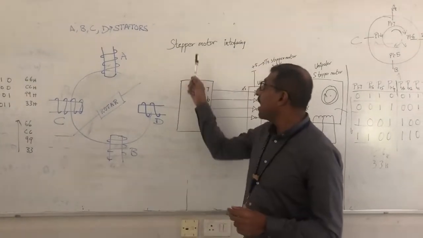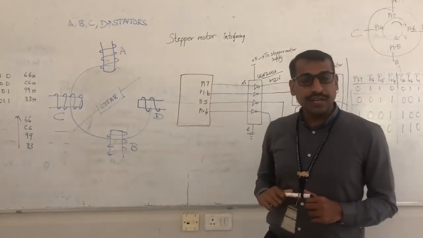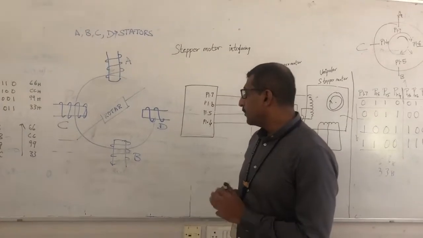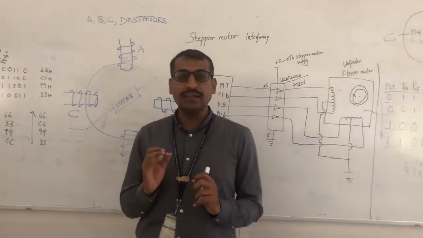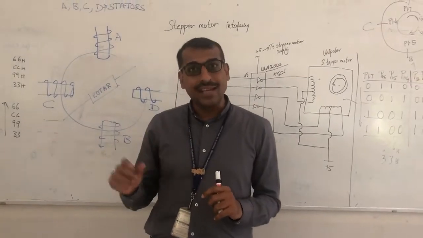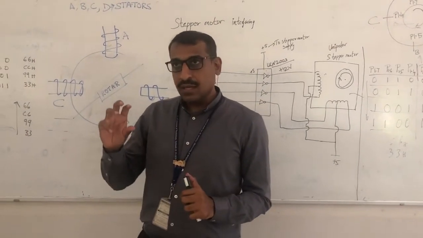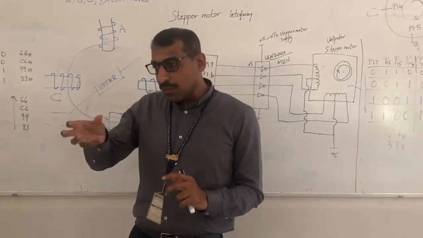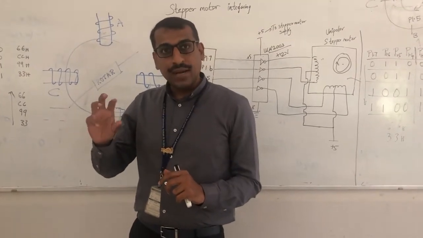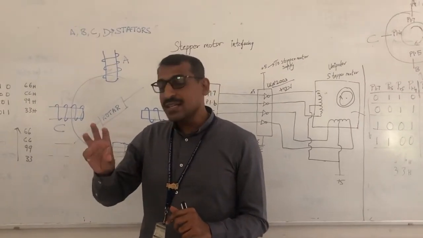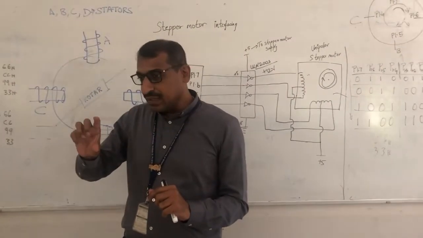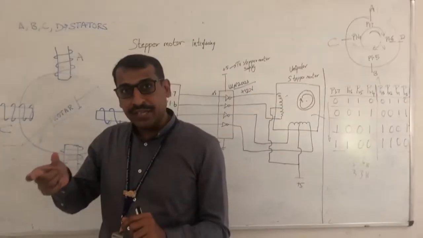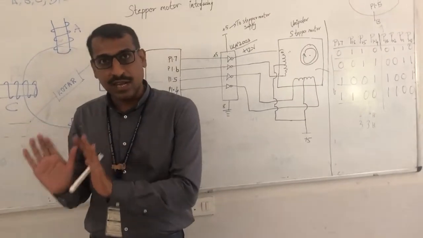Today we shall have stepper motor interfacing with 8051. All in all, the stepper motor is the one which converts electrical pulses into a mechanical movement. Just like a DC motor, a stepper motor also rotates, but the stepper motor rotates in steps. It will have teeth, and tooth by tooth it rotates. That we call a stepper motor.